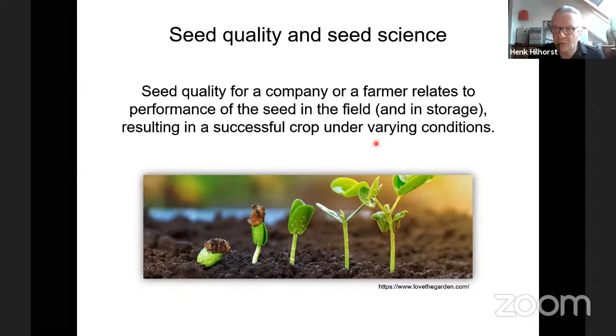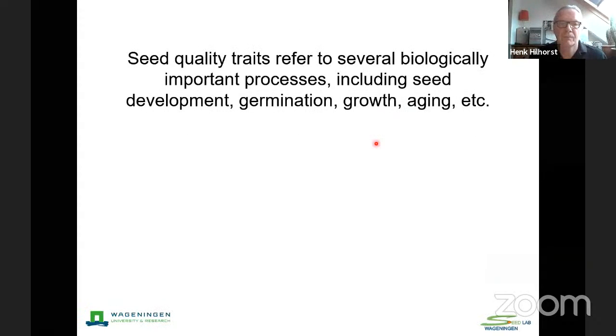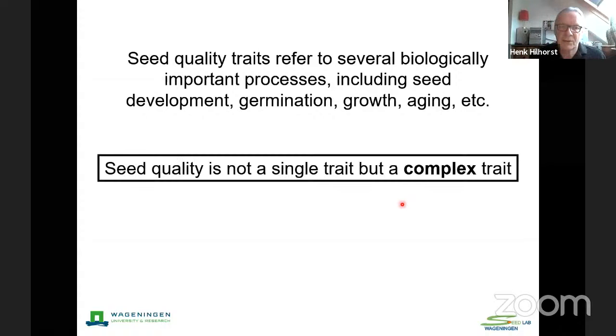And for that, a lot of research is being done. It is applied research, but just as much fundamental research, because seed quality traits refer to several biologically important processes, like seed development, germination, growth of seedlings, seed aging, etc. And that also means that seed quality is not a single trait, but a very complex trait. So seed quality cannot be improved by breeding for one gene. It is a whole complex of genes that is underlying seed quality.